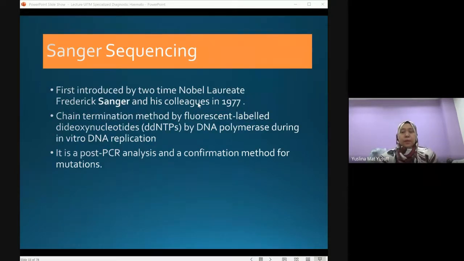Now we move to Sanger sequencing. This technique was first introduced by two-time Nobel laureate Frederick Sanger and his colleagues in 1977. Here, the chain termination method by fluorescent-labeled ddNTPs by DNA polymerase during in vitro DNA replication is used. It is a post-PCR analysis and a confirmation method for mutations. So when you want to do Sanger sequencing, we still need to do PCR first. Then we will do Sanger sequencing.